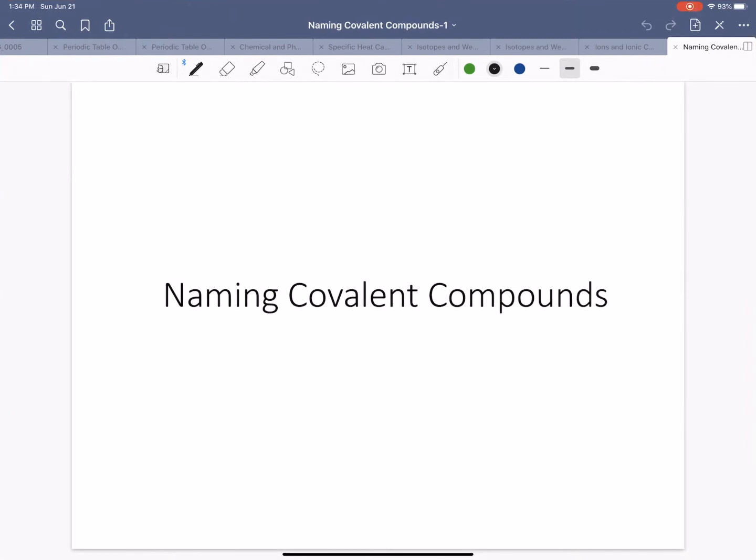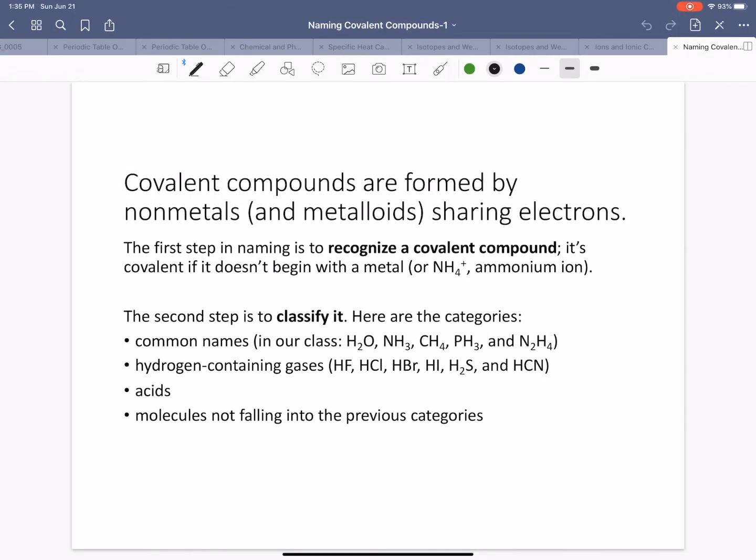Nonmetals have two ways of becoming stable. One is for a nonmetal atom to gain electrons to form an anion and then participate in ionic bonding. And the other is for a nonmetal atom to share electrons. And when they do this and the overall charge is zero, we call those covalent compounds. Covalent compounds are formed by nonmetals and metalloids sharing electrons.